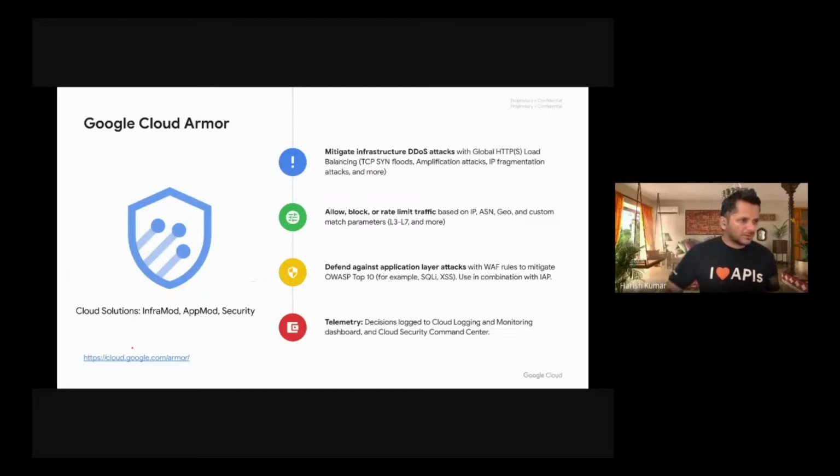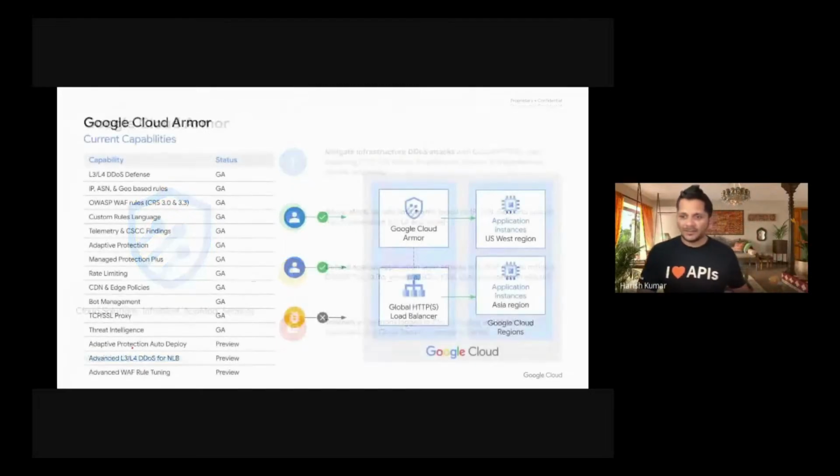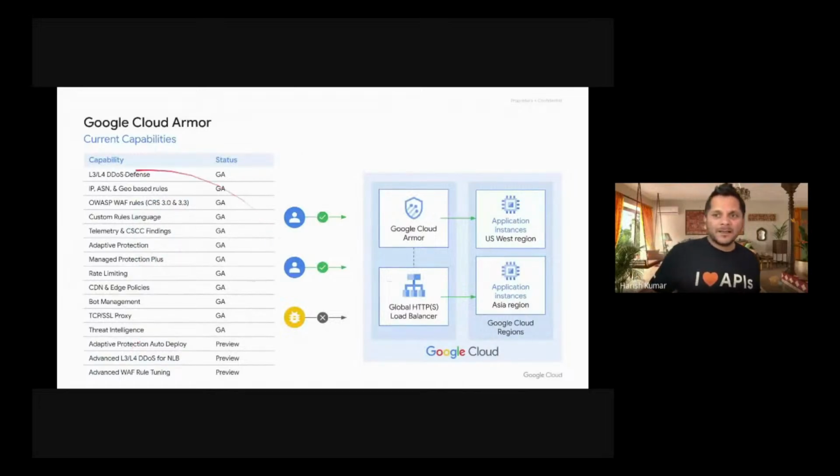So a little bit about Cloud Armor. It has different kinds of functionalities, and let's look at this basically. So it does layer 3 to layer 4 DDoS defense protection. Okay, I think this needs to be updated. It's not in preview. All these three are already in GA also. We'll update it later on.